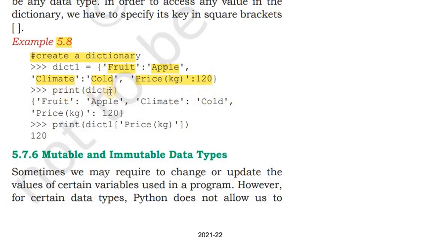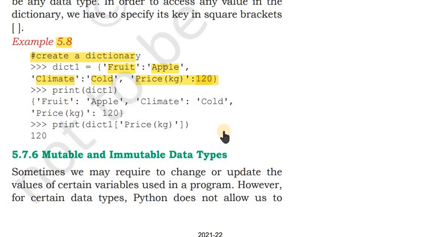Print dic1. So it is printing fruit apple, climate cold, price per kg 120. Print dic1 and its content, which you are writing in square brackets, price per kg, and it is printing 120. See, its value 120 is printing.